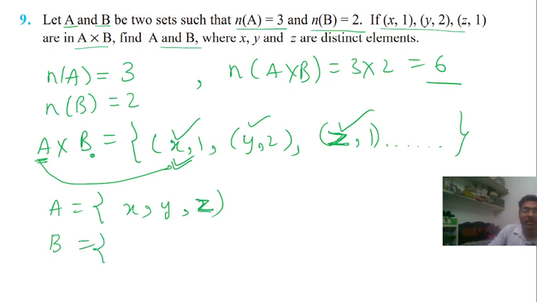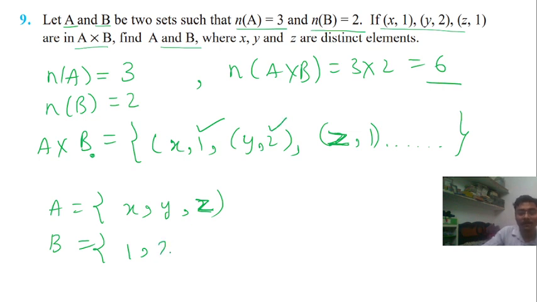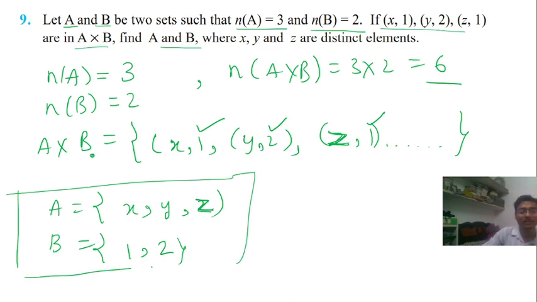and to find set B we will similarly do the same thing. Then the second element will be 1, the second element will be 2, and the second element will be 1, which is already present here, so we will not repeat it, we will just close it, and we found our desired sets A and B. And you can see that A has 3 elements, so X, Y, Z are 3 elements, B has 2 elements, so 1 and 2 are 2 elements in the set B.